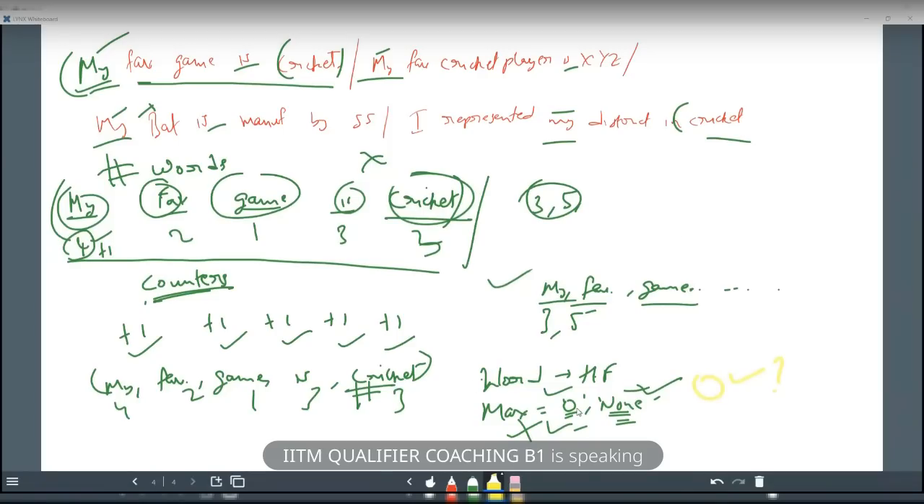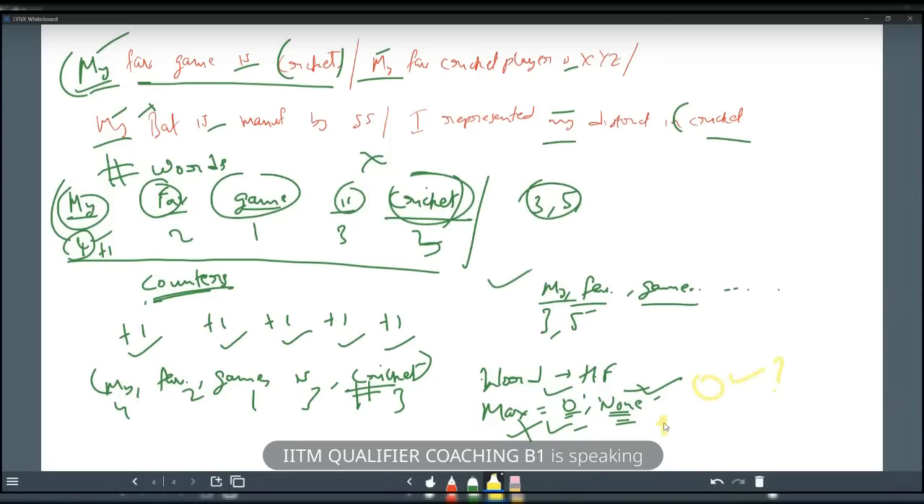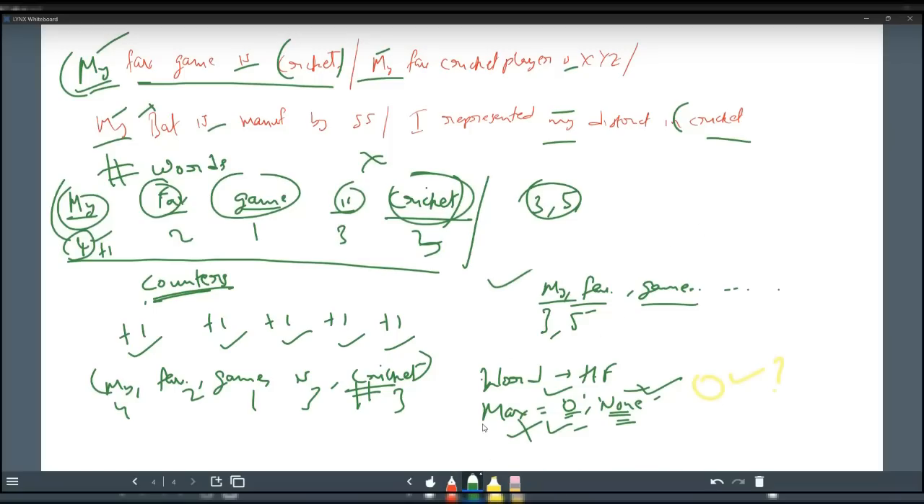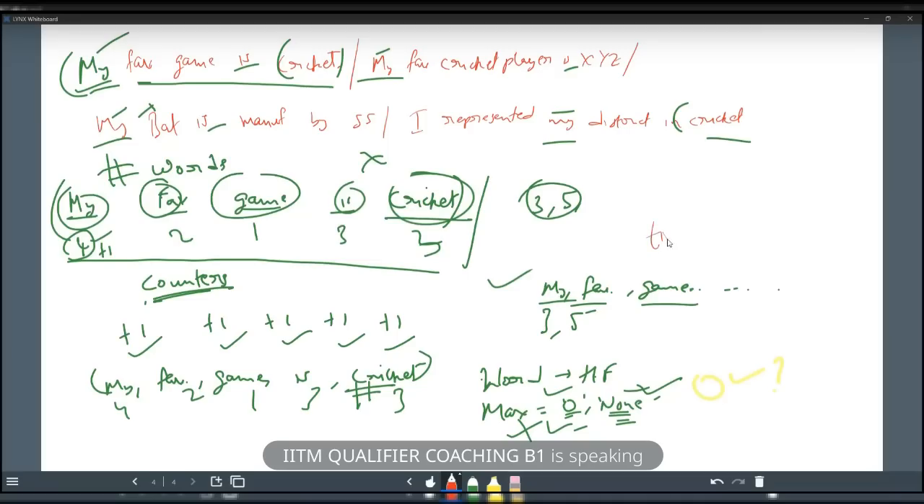As Prince said right now, yeah, it's 100% right. If you're asked to find out the number of times, then you need to initialize max to 0. And if you're asked to find out the word, which word is repeated most times, then it should be none. Am I clear with this example, everybody?